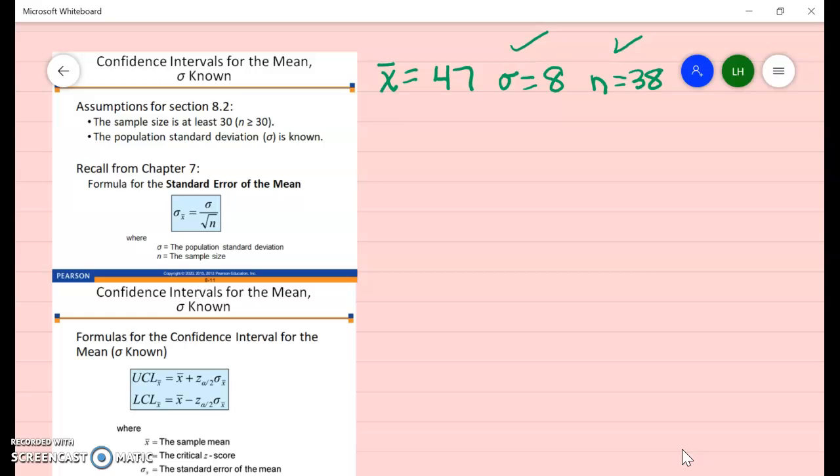So first we're going to calculate the standard error of the mean, which is the standard deviation divided by the square root of n. So 8 divided by the square root of 38. And that will equal 1.2297, but we're rounding to 2 decimal places, so that would be 1.30.